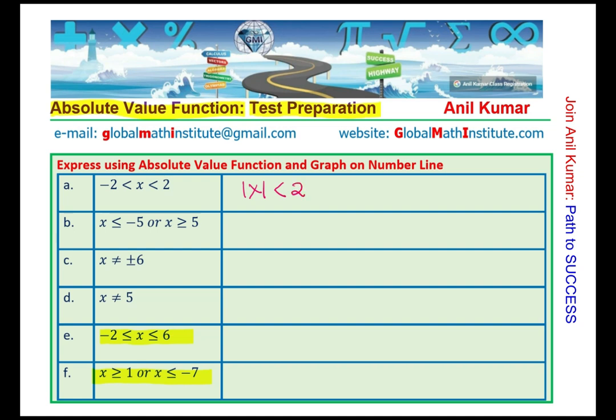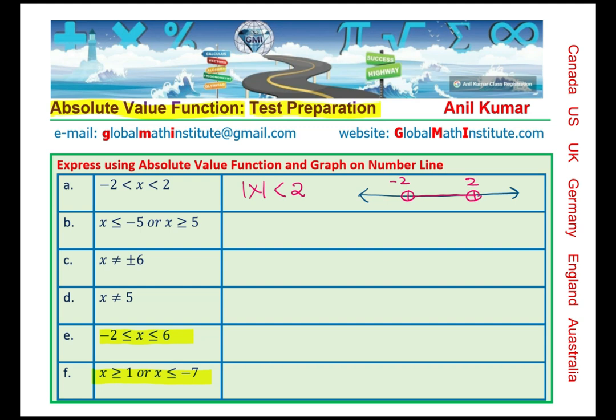So that really means that the value of x is between two numbers, and these two numbers are minus 2 and 2, with 2 and minus 2 not being included. So on a number line, you represent as shown here. Clear?